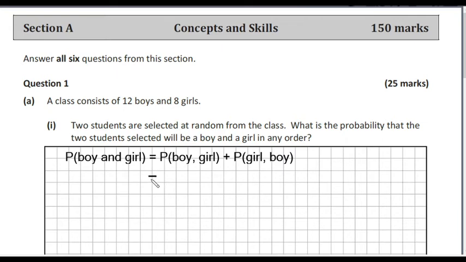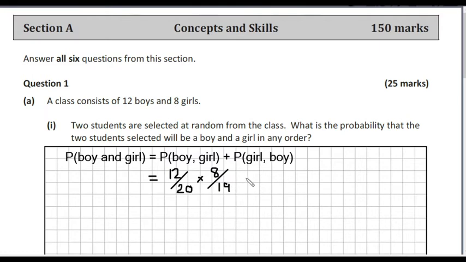So the probability of selecting a boy, well, there are 12 boys in the class out of 20 students, so the probability that the first student you select is a boy is going to be 12 over 20. Then we need to select a girl, so it's going to be multiplied by, and there are 8 girls out of the rest of the students, and the rest of the students amounts to 19 of them.